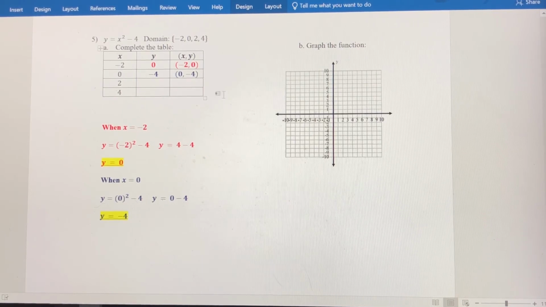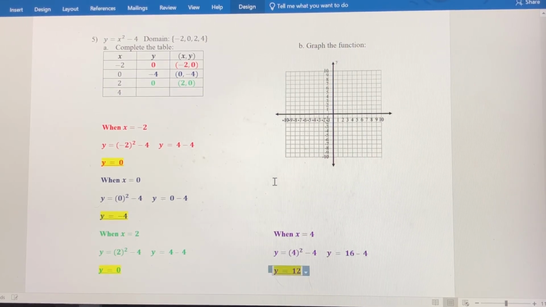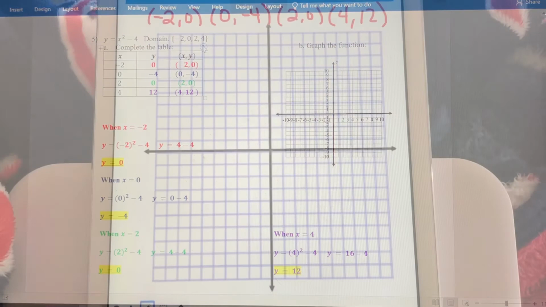All right, let's plug in positive 2. So when x equals 2, I get 2 squared minus 4, which is 4 minus 4, which is 0. So when x equals 2, y equals 0. Okay, so that's going to give me an ordered pair of 2, comma 0. And then finally, let's plug in 4. That gives me 4 squared minus 4. Well, 4 squared is going to be 16. And 16 minus 4 is going to be 12. Okay, so when x equals 4, y equals 12, which gives me an ordered pair of 4, comma 12. Okay, so let's plot these 4 points so we can graph the function y equals x squared minus 4 that has a specified domain of negative 2, 0, 2, and 4.